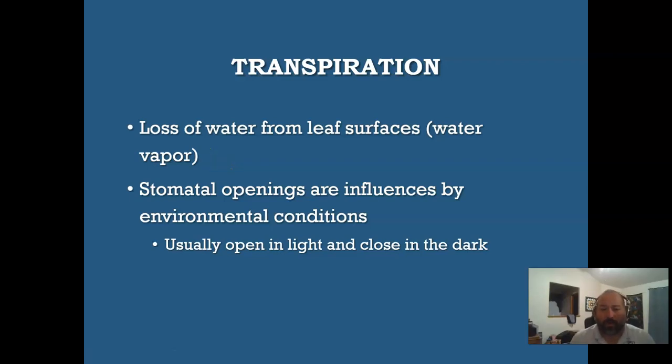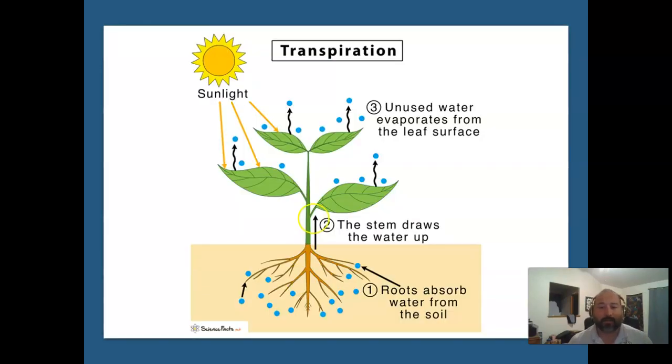It's the loss of water from leaf surfaces through water vapor and stomatal openings. So the stomata that we talked about before are influenced by environmental conditions, and they're usually open in light, so open when photosynthesis is happening, and at night when it's dark, they're usually closed. So that's an influence on how the tree, the leaves, behave in this instance. So here's a look at transpiration.